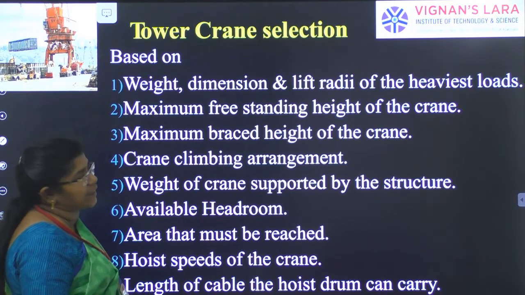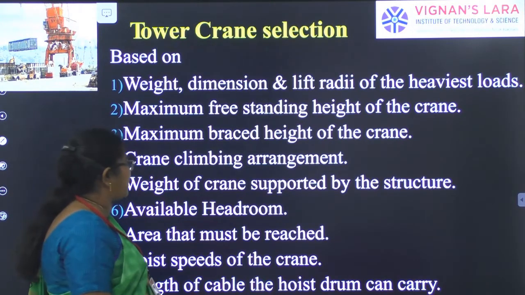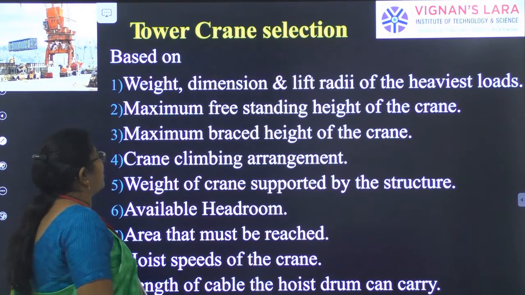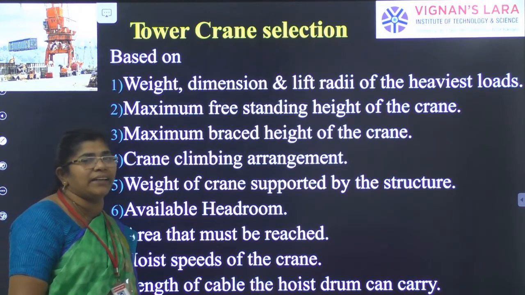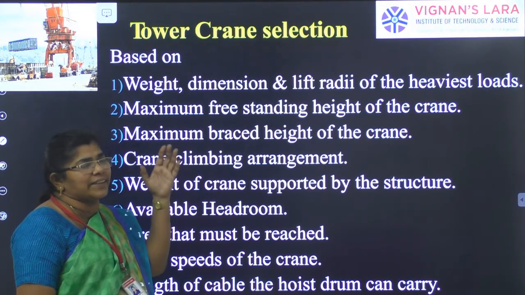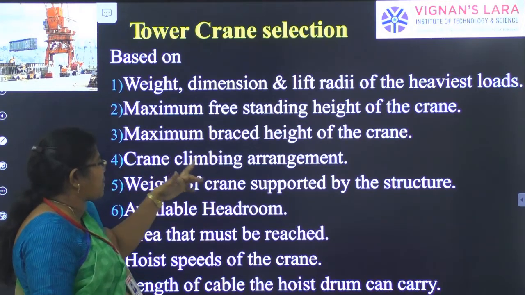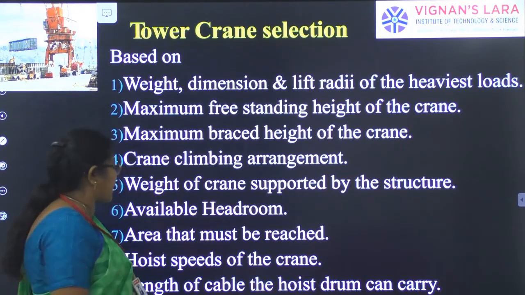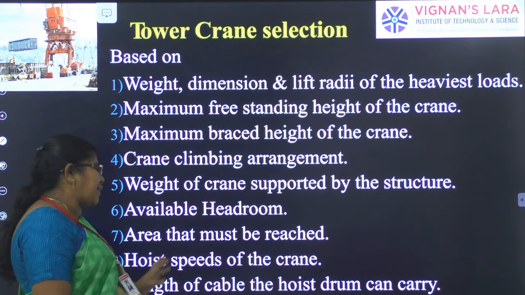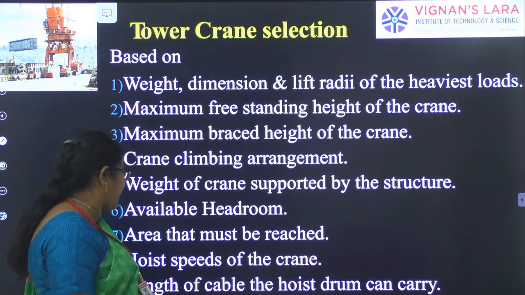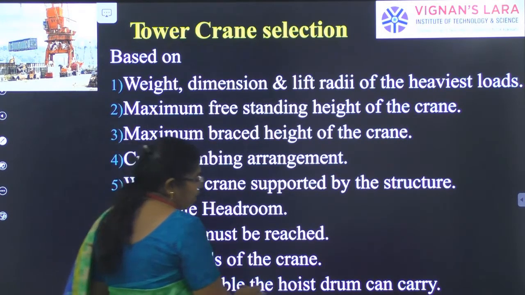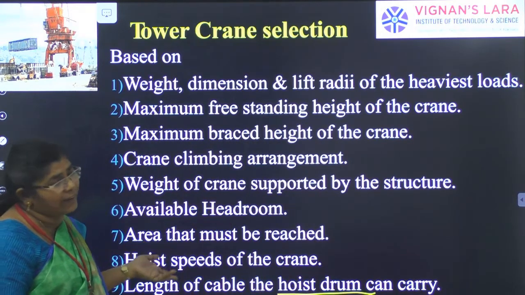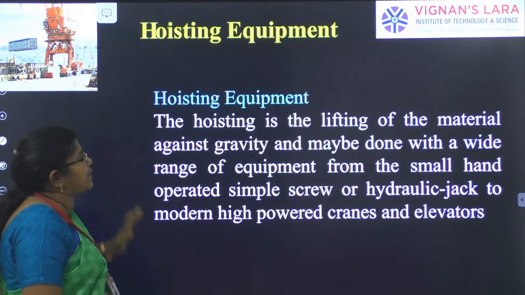So tower crane selection, on what basis we can go for a selection of the tower cranes is that the weight, dimension and lift radius of the heaviest load and the maximum freestanding height of the cranes without any damage, how much distance it can freely stand, and maximum braced height of the cranes and crane climbing arrangement, weight of the crane supporting by the structure, available headroom, area that must be reached, hoist speed of the crane, length of the cable the hoist drum can carry. So based on all these things, we go for the tower crane selection.